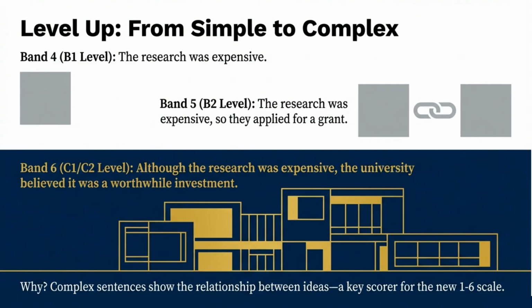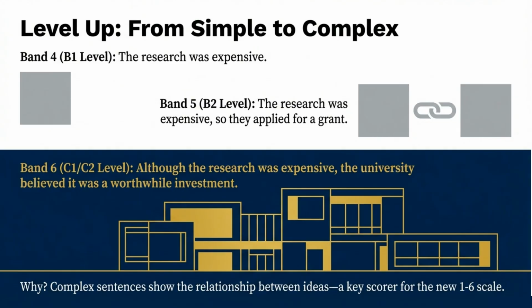Band 4, or B1 level, relies on simple sentences. For example, the research was expensive. This is correct but basic. Band 5, or B2 level, uses compound sentences. You use basic conjunctions like so. For example, the research was expensive, so the university applied for a grant.